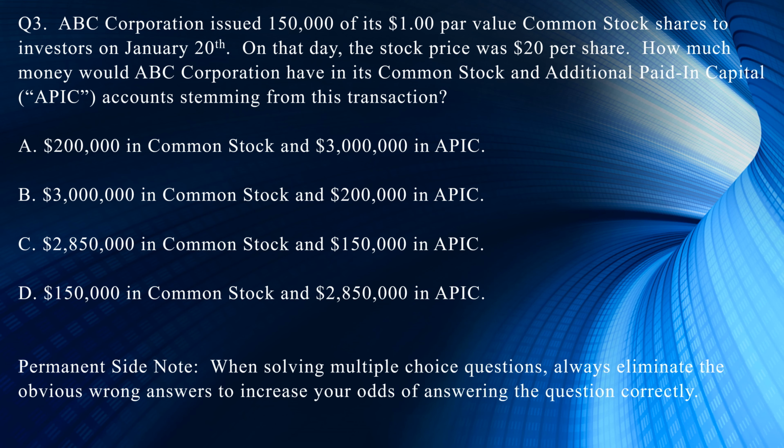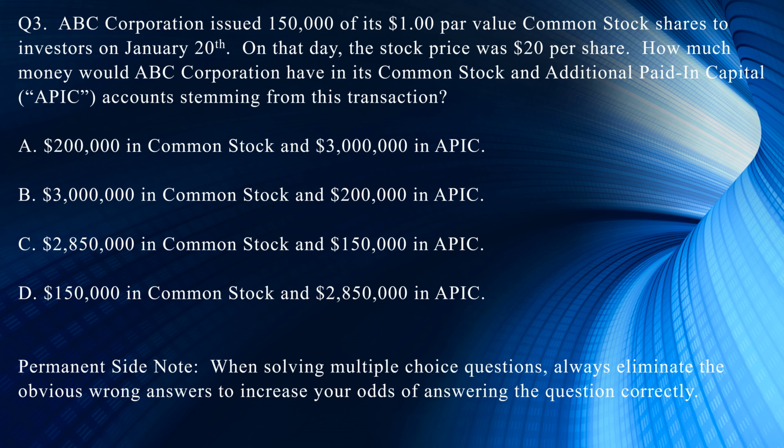So because we can't do a process of elimination to determine the correct answer, we then have to use alternative measures such as calculations. So let's look at the facts. When you're taking a question that contains a paragraph, like these paragraph questions, always look at the last sentence of the paragraph. And the last sentence of the paragraph states, how much money would ABC Corporation have in its common stock and additional paid-in capital accounts stemming from this transaction?